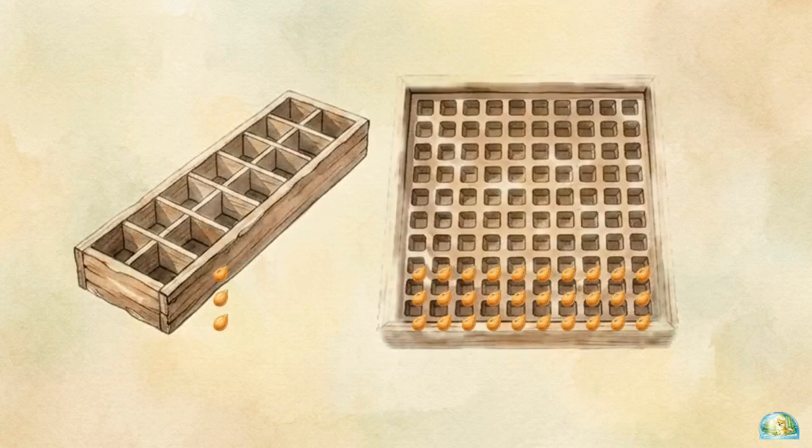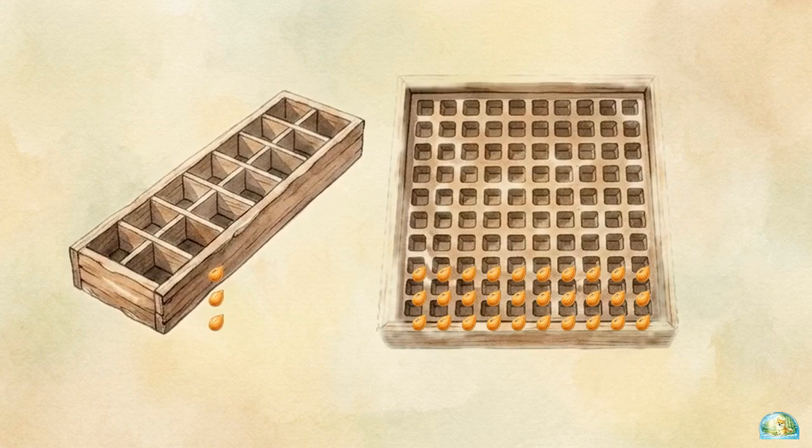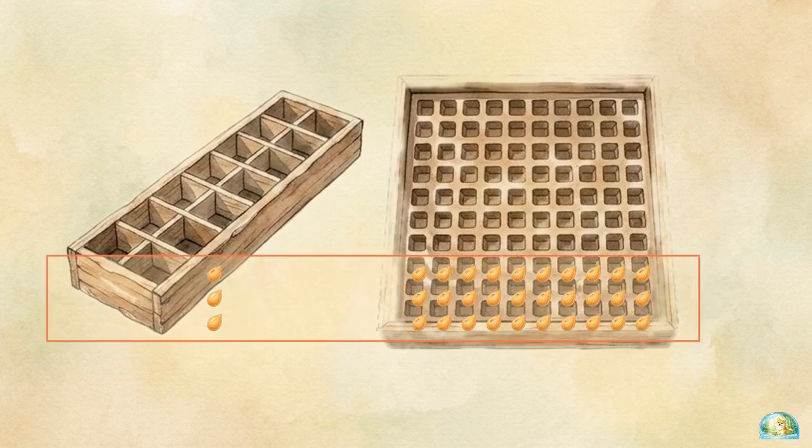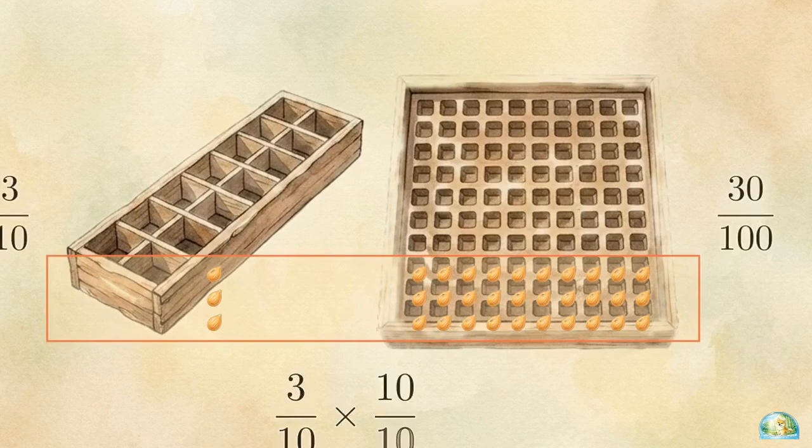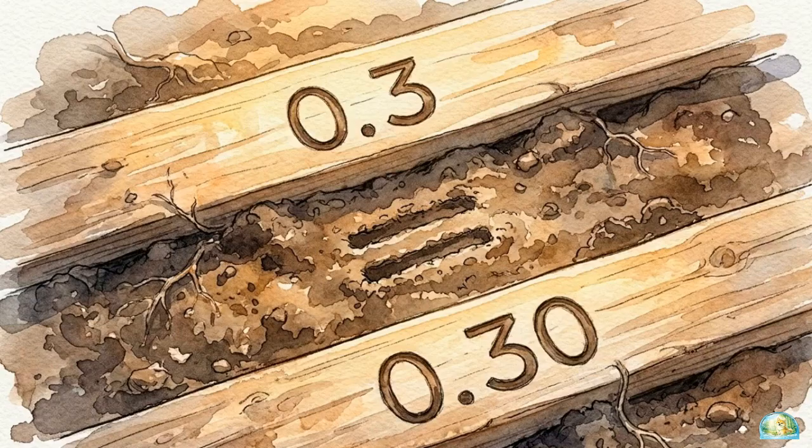This layout shows what happens if we physically slide Pip's original 3 out of 10 strip directly alongside the 30 out of 100 bed. The shaded lengths match perfectly. If you multiply the top and bottom of 3/10 by 10, the mathematical result is 30 hundredths. Because the identical amount of physical soil is covered in both plots, 0.3 and 0.30 are mathematically equal.